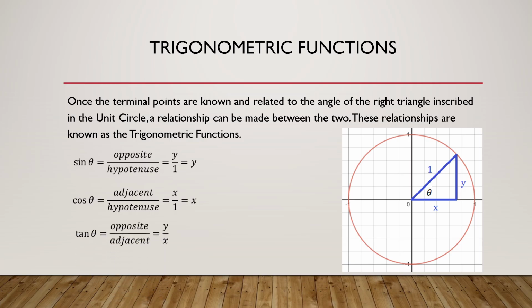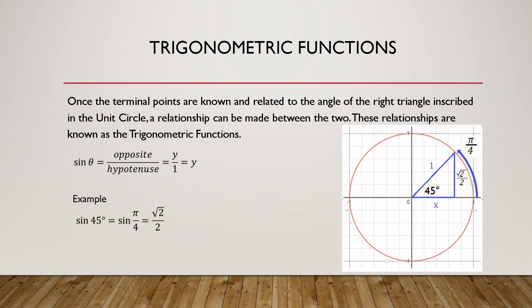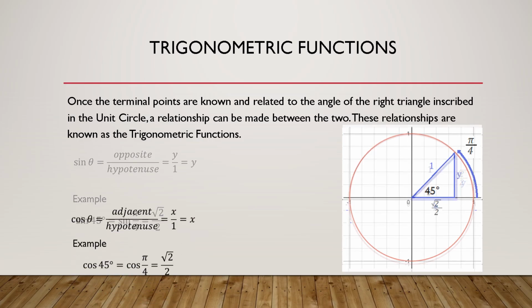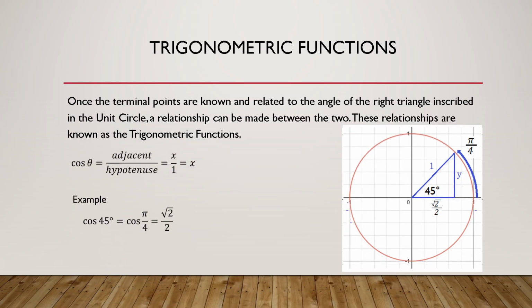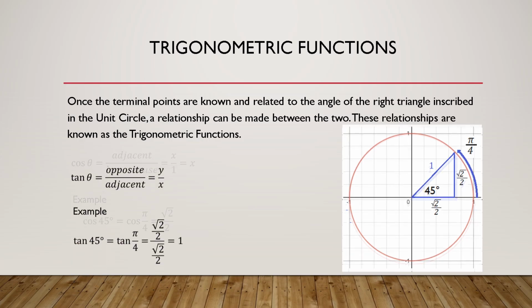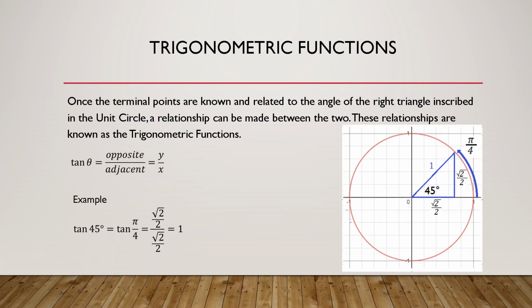The tangent of theta is the opposite side over the adjacent side, which in the unit circle is y over x. For our examples, we'll use theta equals 45 degrees. Sine 45 degrees equals the opposite over the hypotenuse, or square root of 2 over 2. Cosine 45 degrees equals the adjacent side over the hypotenuse, or the square root of 2 over 2. The tangent of 45 degrees is the opposite side over the adjacent, or square root of 2 over 2 over square root of 2 over 2, which equals 1.